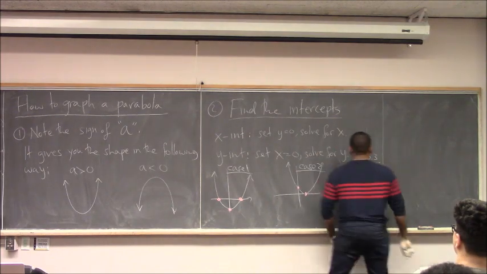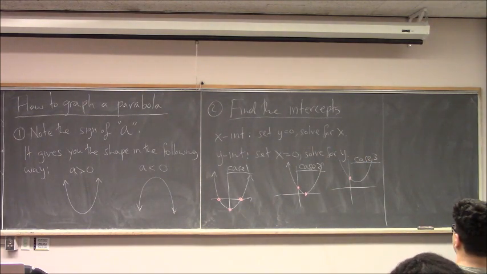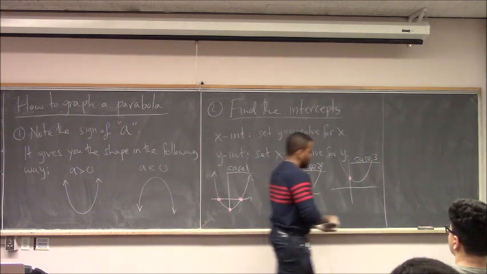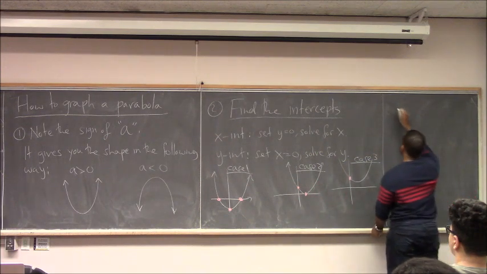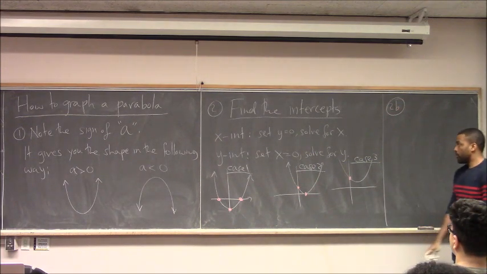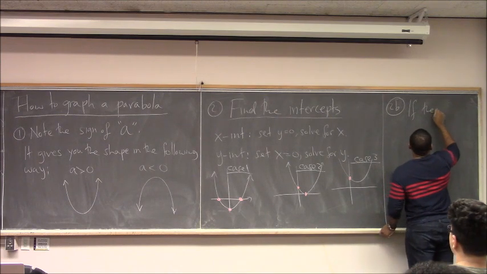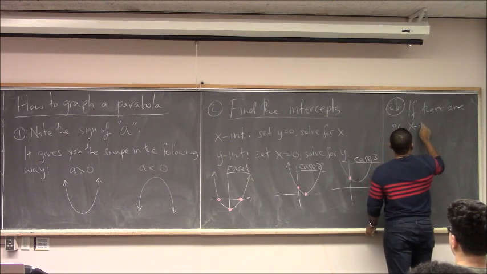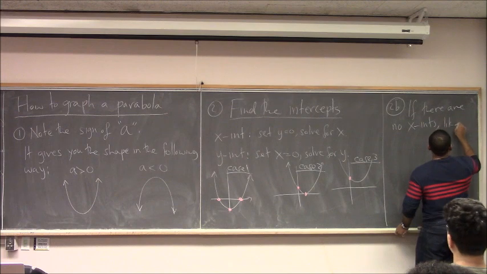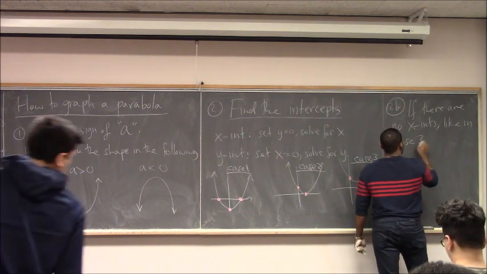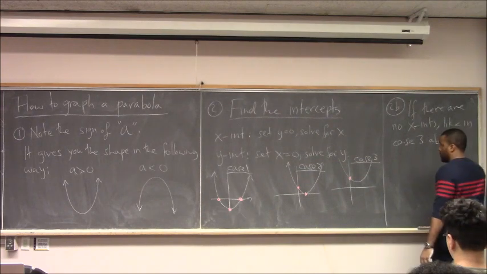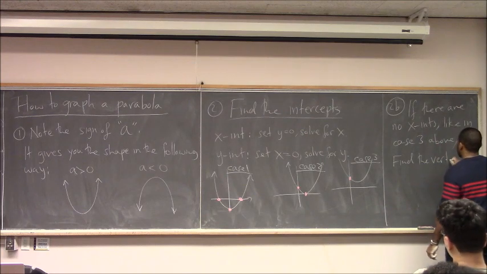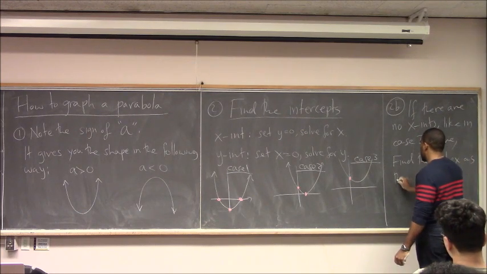Now case 3 is sort of weird. How would you know how to graph it if you can only have 1 point? Is that really enough to actually graph one? So this is kind of step 2b. If there are no x-intercepts, like in case 3 above, in this case you would find the vertex as the second point.